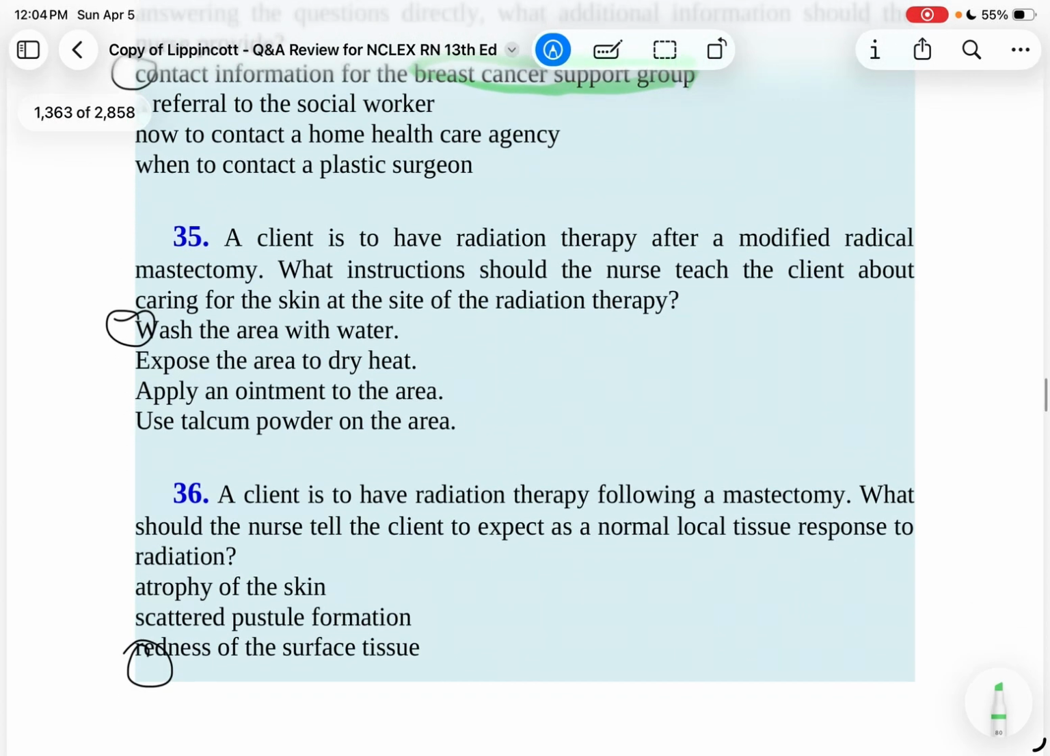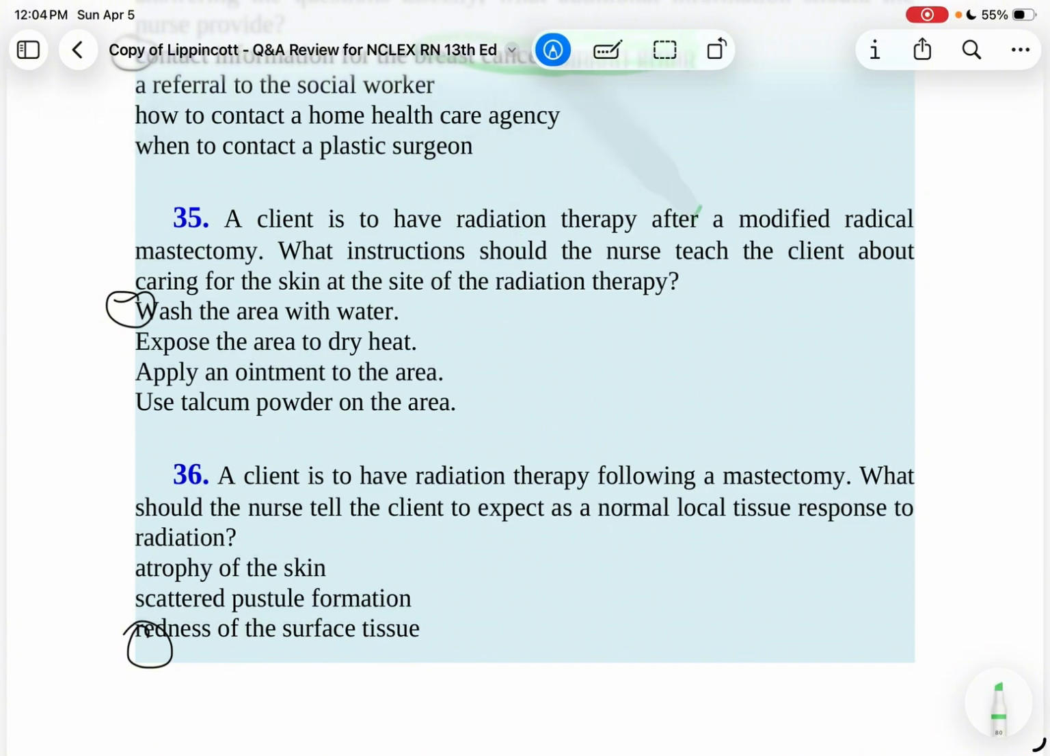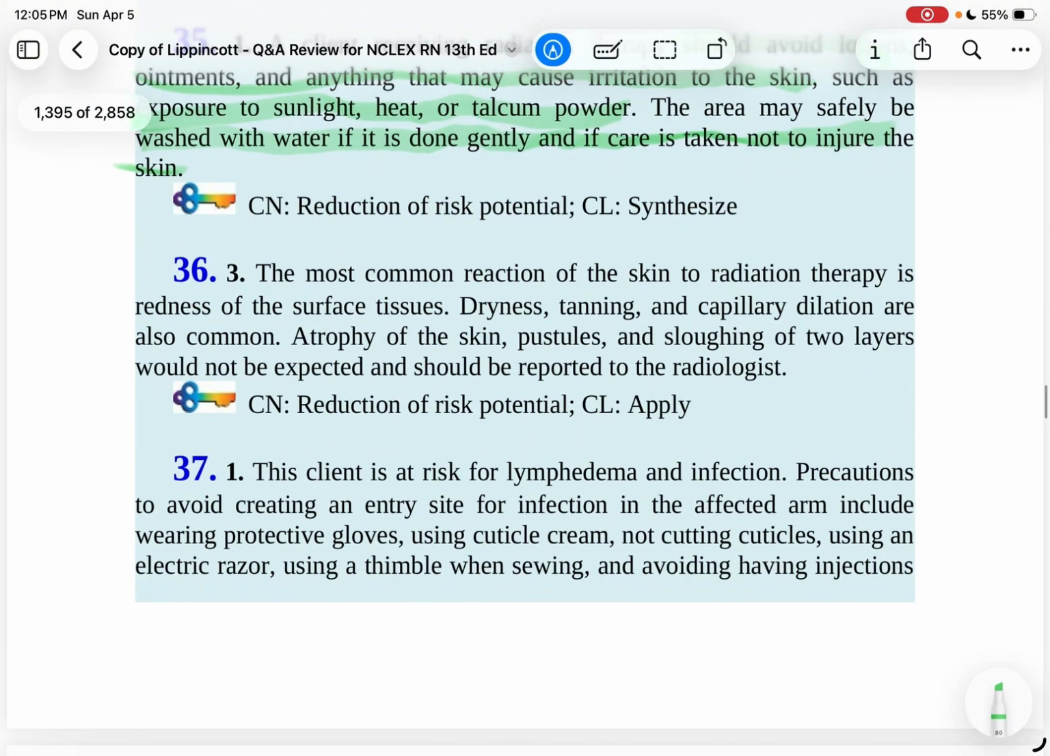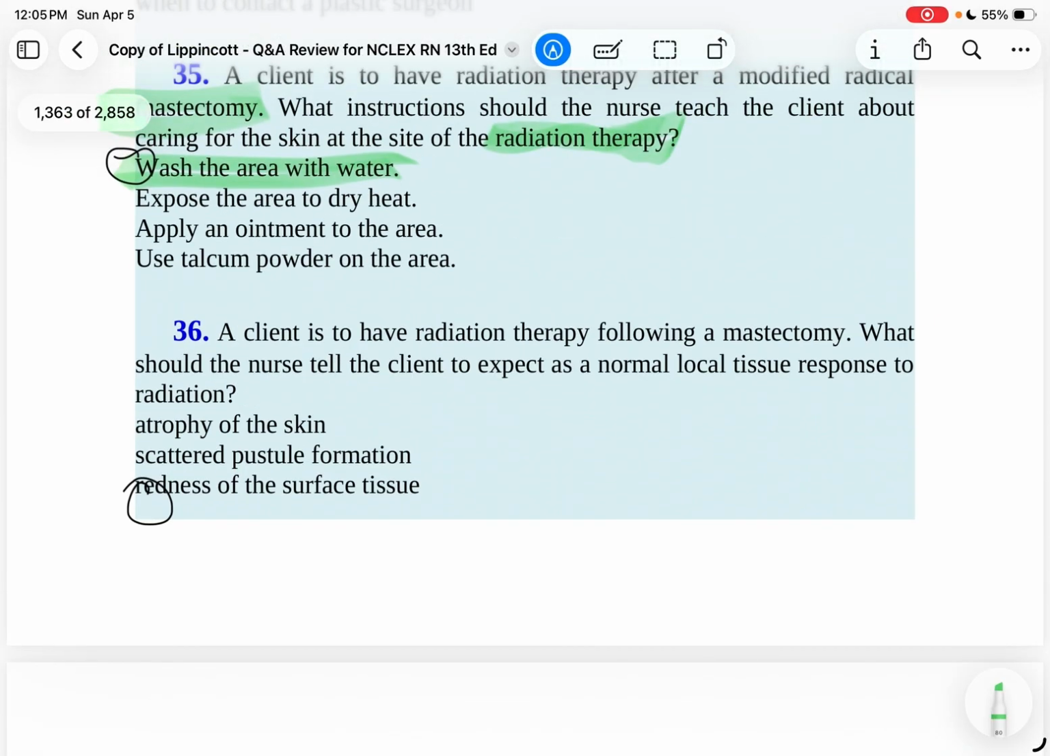A client is having radiation therapy after a modified radical mastectomy. What instructions should the nurse teach the client about caring for the skin at the site of the radiation therapy? Just wash it with water. Yes, she should avoid lotions, ointments, and anything that may cause irritation to the skin, such as exposure to sunlight, heat, or powder. The area may safely be washed with water if it is done gently and care is taken not to injure the skin.